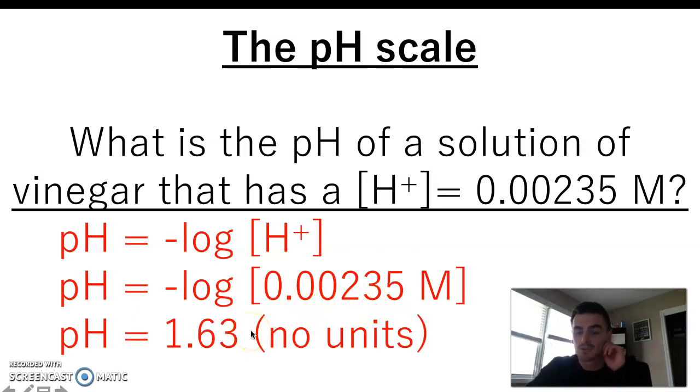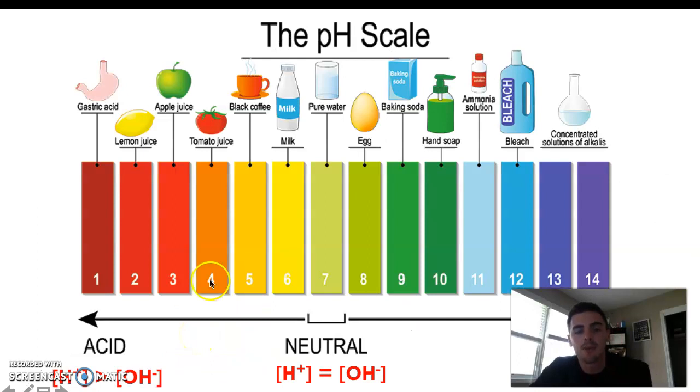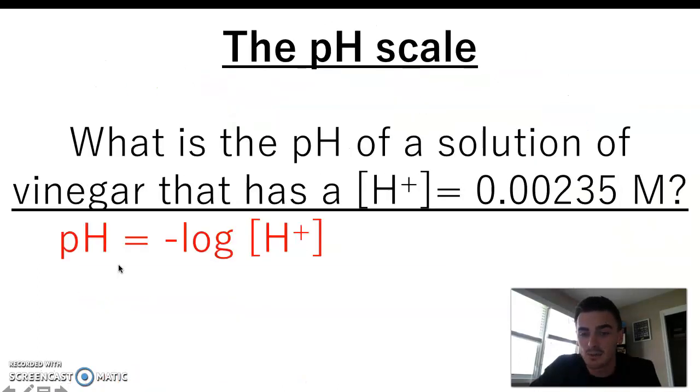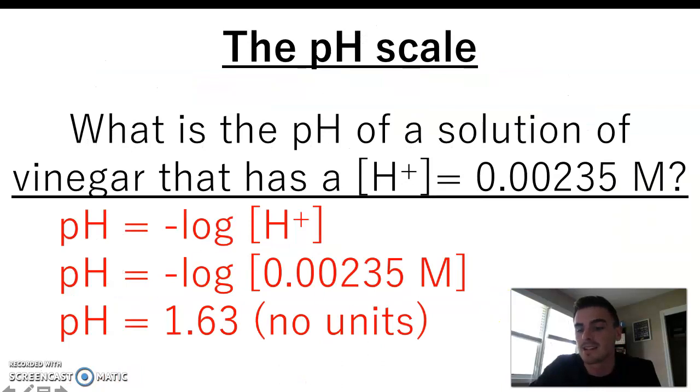pH is just a number scale. There's no units. So that comes out to 1.63. And if I go back, everybody, 1.63 is right over here, which is acidic, which is what I put right here, which makes a lot of sense. If the pH is less than 7, it's acidic, and vinegar is acetic acid. So that fits perfectly and makes sense.